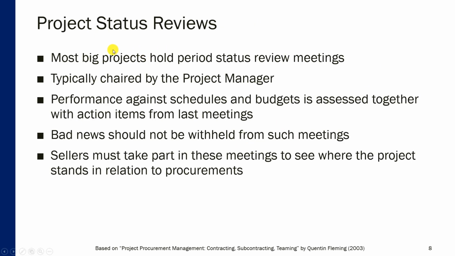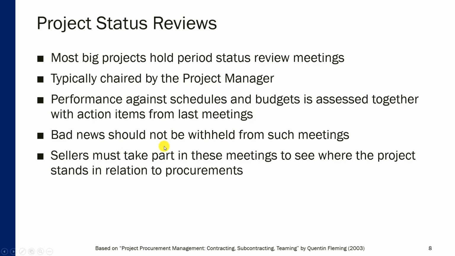Project status reviews are also very important, and can be used for administering procurements. Most big projects hold periodic status review meetings, chaired by the project manager, and the main purpose of those meetings is to compare performance against schedules and budgets, so that all the important stakeholders can see where they're at. Now, one important rule for communicating project status to important stakeholders is that bad news should not be withheld from such meetings.